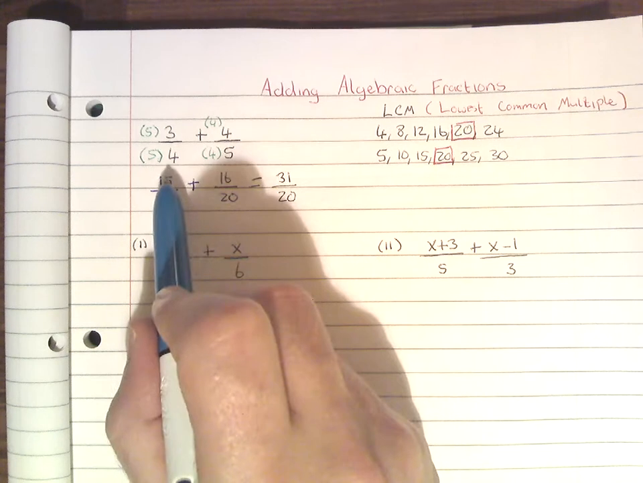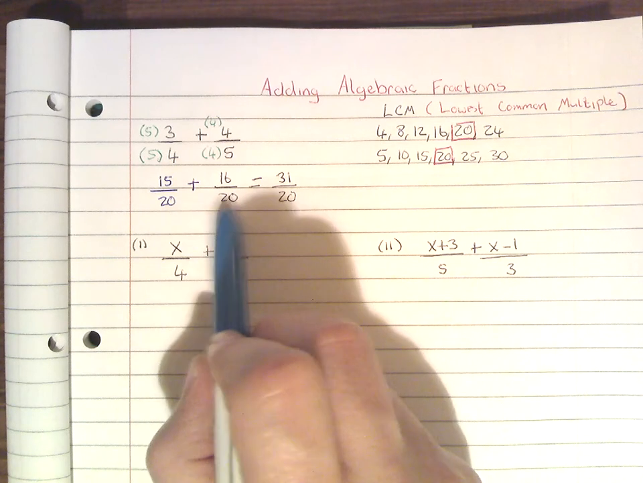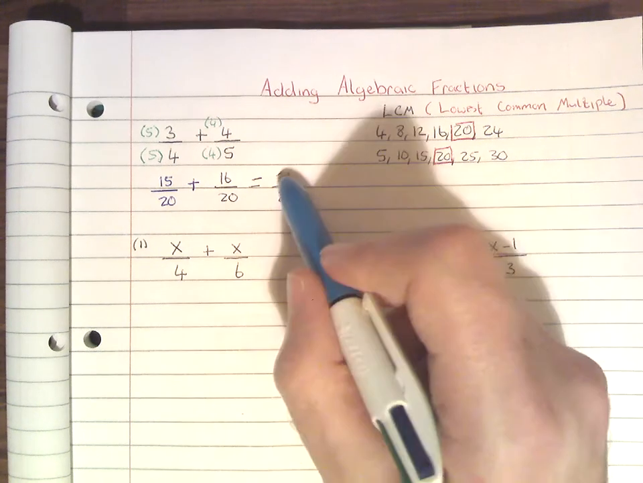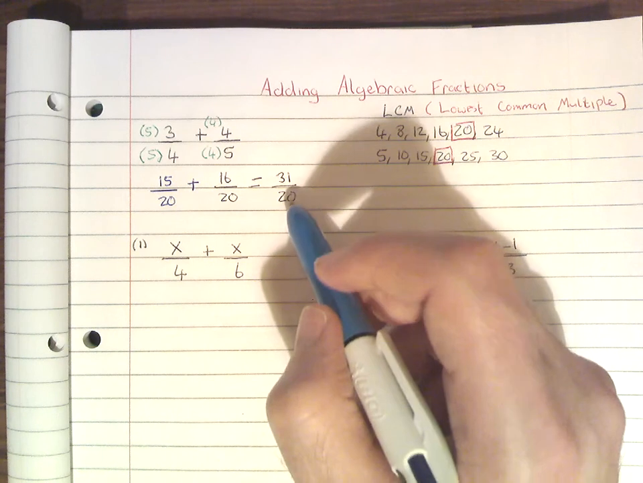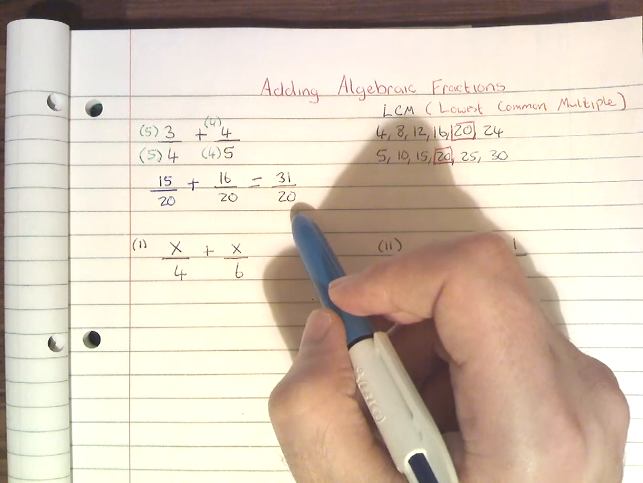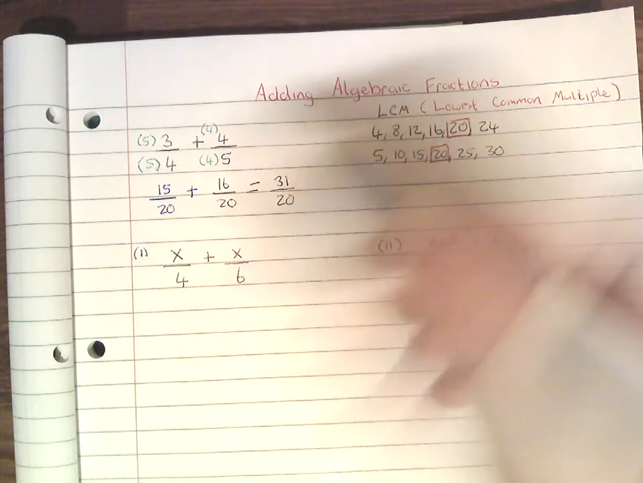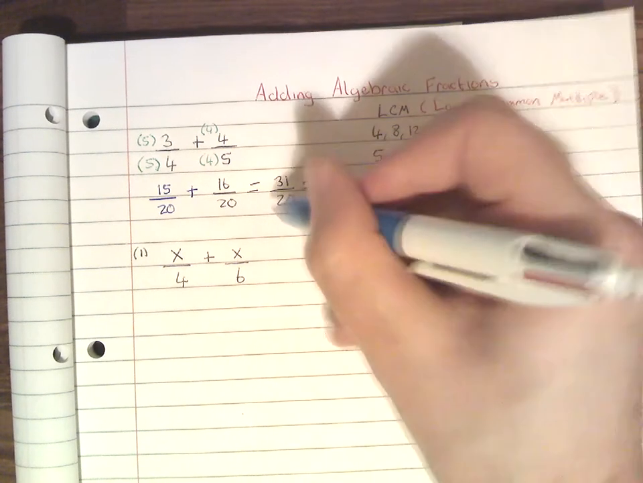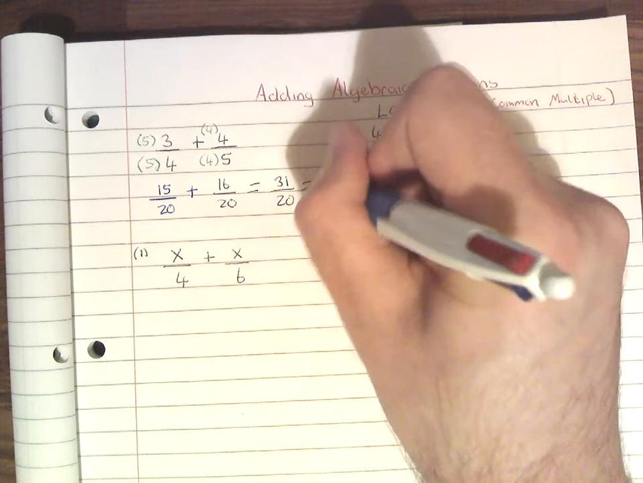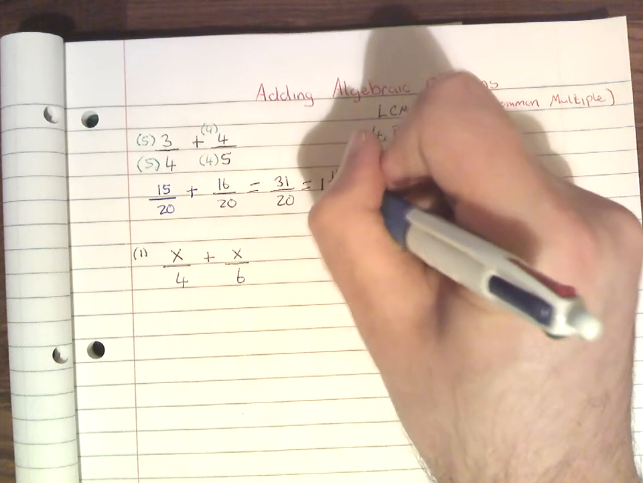All I've done there is I've just added these two top parts together. You don't need to add the bottom, you just keep it as 20ths. So that's 31 over 20. What we can do then is simplify this even more. For example, 20 will go into 31 once, so it'll be 1, and there'll be 11 over, so it'll be 1 and 11 20ths.